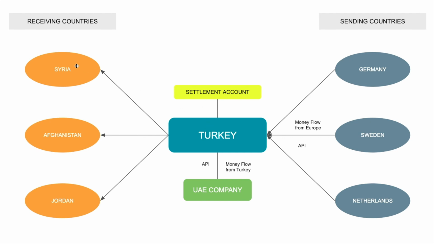And then obviously, you can do the payout in, say, Syria, Afghanistan, or Jordan, which all these places have a correspondent agreement with the Turkish MTO over here and the bank itself. So this is just one example of it. There are many ways of looking at it. For example, you could be a UK company and you would have sending countries from Norway, Italy, and Greece, and they would be sending money into Somalia, Pakistan, and Nepal. That could be one way.